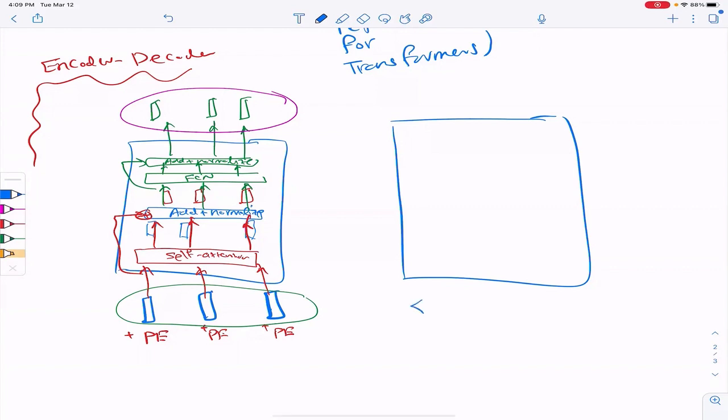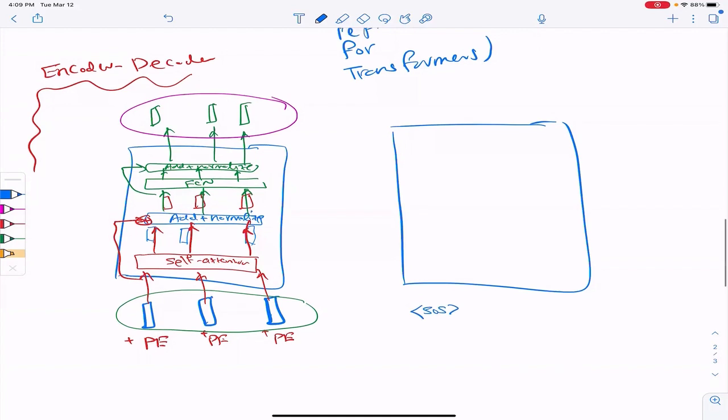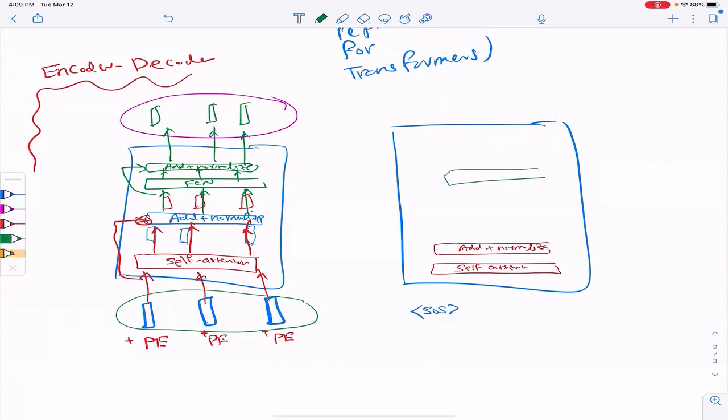So on the decoder side, I want to focus on a seq-to-seq application, meaning that I'm generating another sequence for translation or other purposes. I'll start with the start of the sentence token. Again, a similar architecture to the encoder. Here I have self-attention, add and normalize. Here I'm going to have a fully connected network, add and normalize.